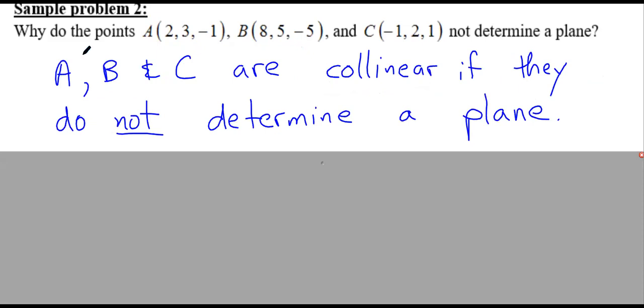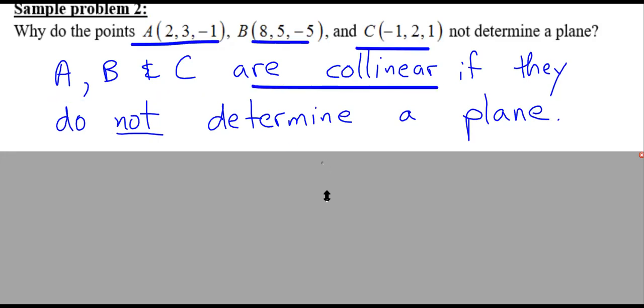Okay, now, so why do points A, B, and C in this particular example not determine a plane? Just because you have 3 points doesn't mean they're going to determine a plane. Well, they're more than likely collinear, because again, what you're looking for is you need 2 direction vectors to define a plane. And if you can't get 2 direction vectors out of these 3 points that are not collinear, then you're not going to get a plane.